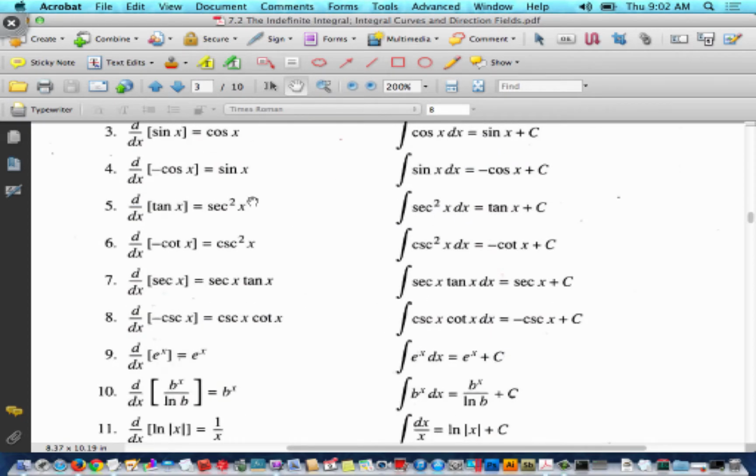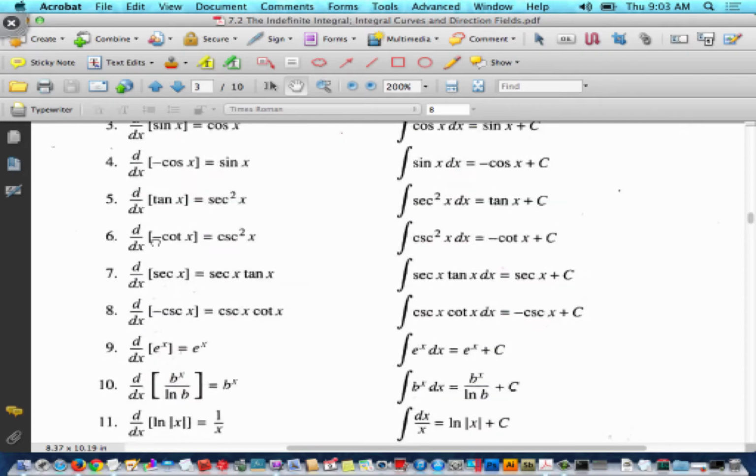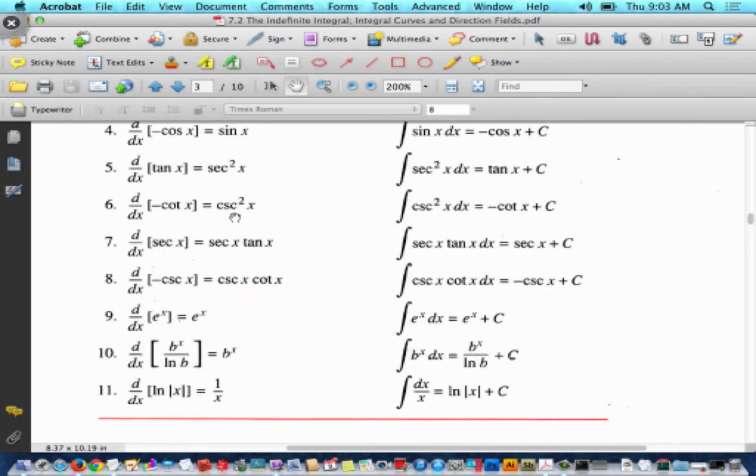And it's probably the trig functions that you've got to be a little bit more careful about. Remember, the derivative of cosine is negative sine, right? So if you take the derivative of negative cosine, you get sine. So if you integrate sine, you get negative cosine plus c. Differentiate tangent, you get secant squared. So anti-differentiate secant squared, you get tangent of x plus c. Differentiate negative cotangent, you get cosecant squared. So anti-differentiate cosecant squared, you get negative cotangent x plus c.